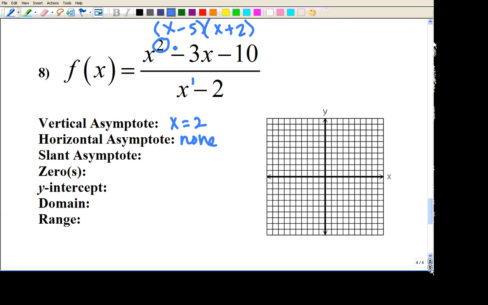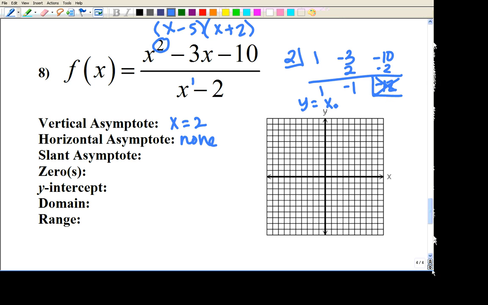And we knew there was going to be a slant asymptote because the exponent in the numerator must be exactly 1 greater than the denominator. So our a value will be the opposite of this number right here, so we'll have a positive 2. We have 1x squared minus 3x minus 10. Bring down the first term. Multiply and add. Multiply and add. Don't need the remainder. And so this means we'll have y equals 1x minus 1, and that's the slant asymptote. Y equals x minus 1.